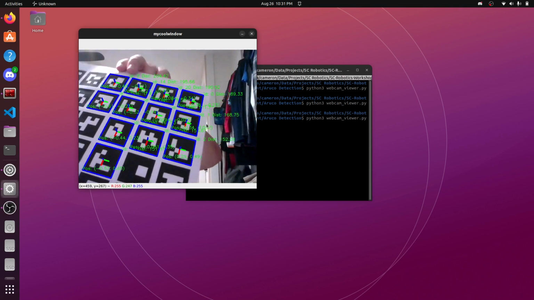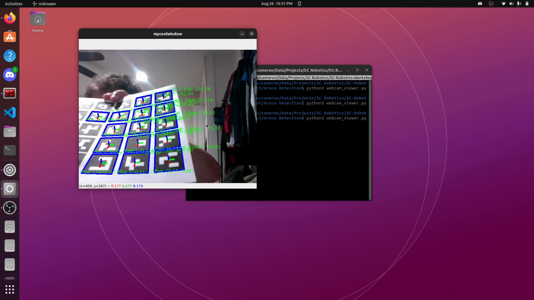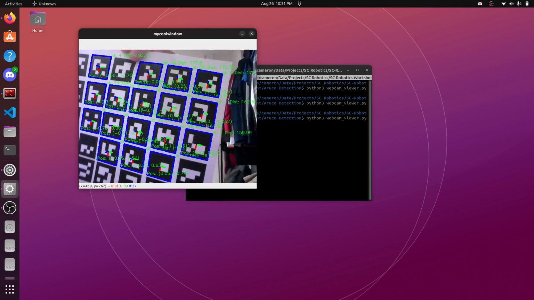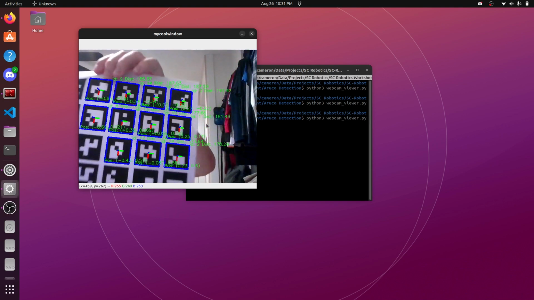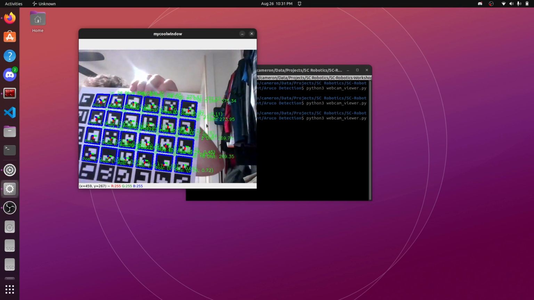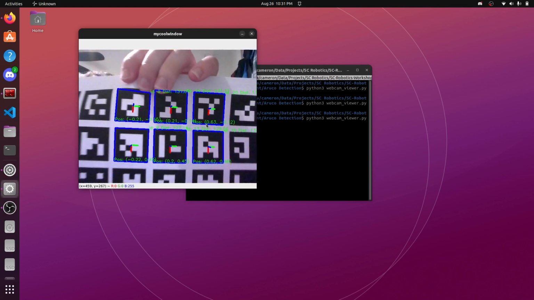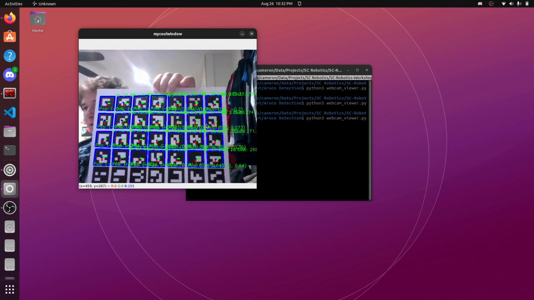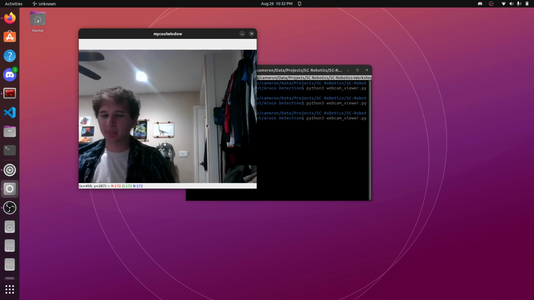So you can see the red, blue, and green in the center of each tag. You can see the orientation and position. But in addition to this, we actually have an estimated distance from each tag to the camera. And this distance is not actually accurate right now because the algorithm is not calibrated for this specific camera. But once calibrated, it will be a better estimation.